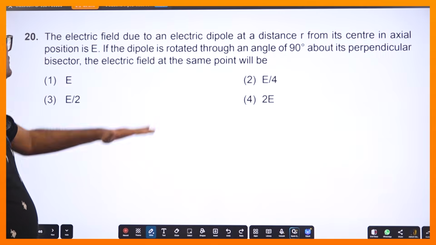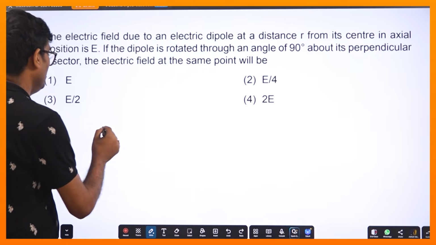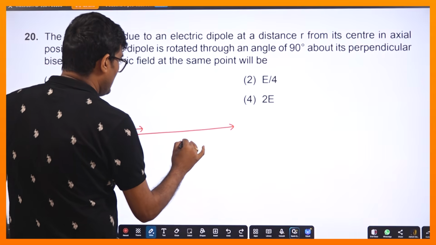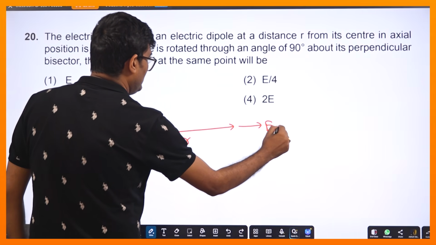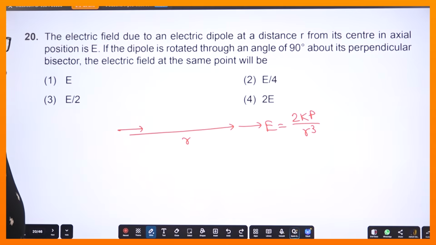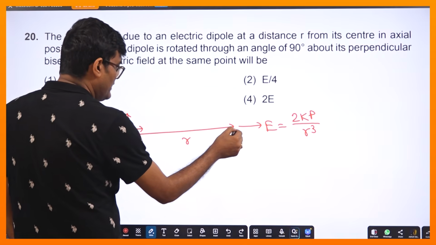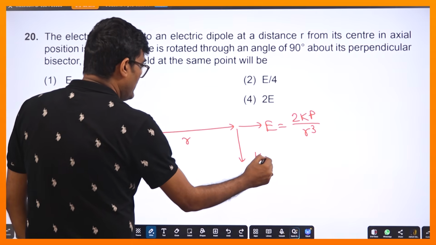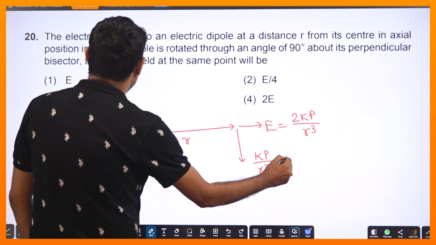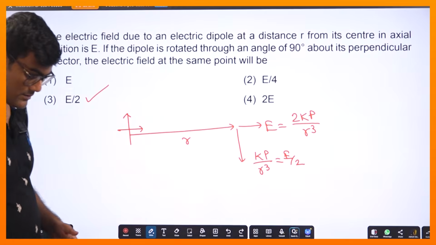The electric field due to an electric dipole at a distance r from the center in axial position is E. So this is a dipole at a distance r from the center, it's E, and I know E is equal to 2 kp by r cube. Next line says that if the dipole is rotated 90 degrees about its perpendicular bisector, what is the electric field at the same position? Now the dipole is rotated here, so what will be the electric field at this position? It is minus kp by r cube. So minus kp by r cube is E by 2. Option C is correct. Option 3 is the correct choice for this question.